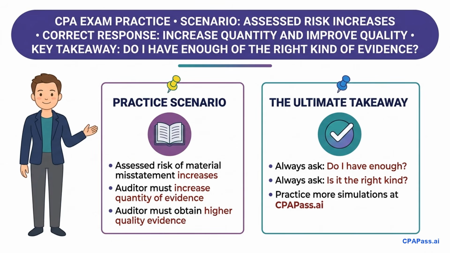Let's walk through a practice scenario. If the assessed risk of material misstatement increases for a high-risk account, how should the auditor respond? The correct exam answer is that the auditor must increase the quantity of evidence gathered and obtain higher quality, more reliable evidence. Beware of examiner traps suggesting you can rely on management's verbal assurances or simply collect more internal photocopies.